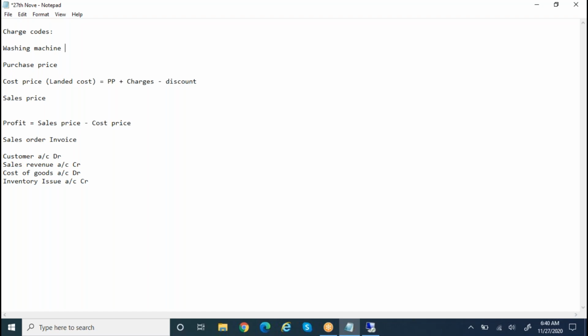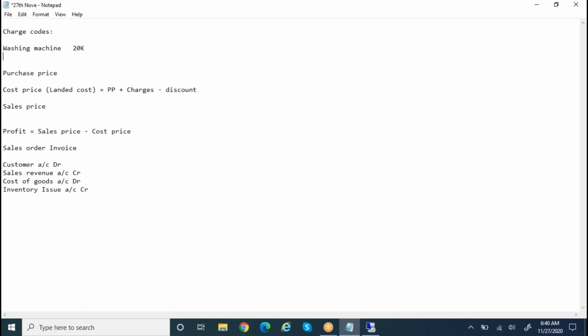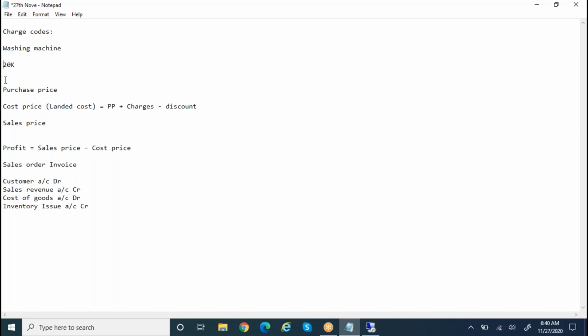If you want to purchase a washing machine, you have approached one shop. They told 20,000. Another shop told 22,000. This is shop one, where you have inquired. In shop two, you have inquired 22K. So in shop two, you have a very close friend.